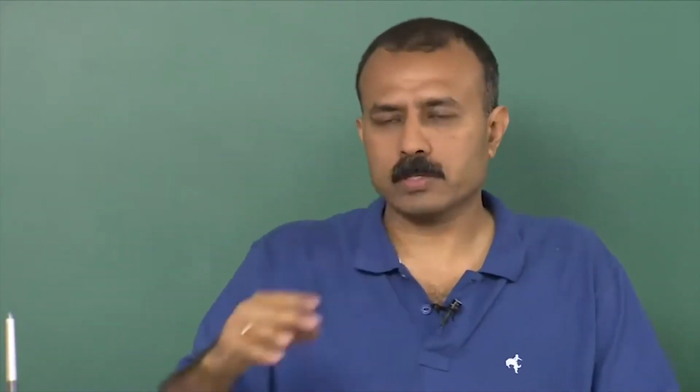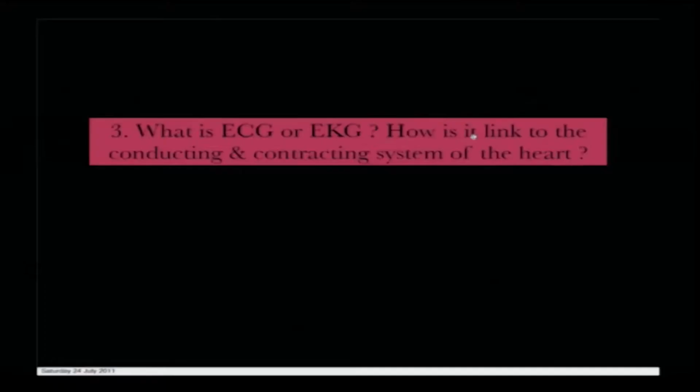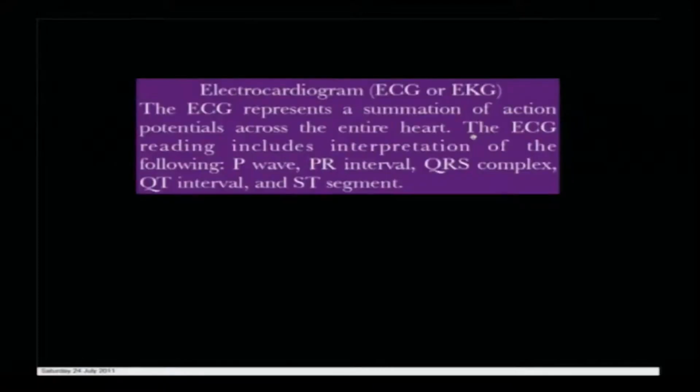Coming back to our slides. This is the question with which we are starting this class. Electrocardiogram or EKG, by definition, represents a summation of action potentials across the entire heart. Just remember what we did in EEG, electroencephalogram. I told you that you put electrodes on top of your head, and they do all the recordings, where you get the electroencephalogram recordings.